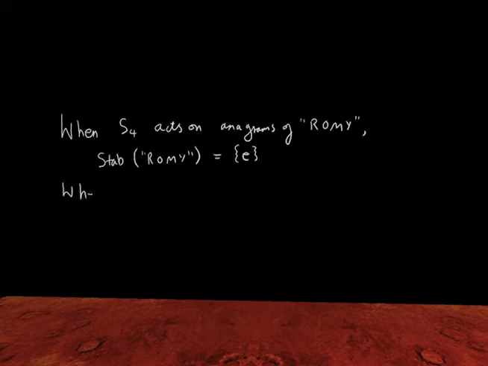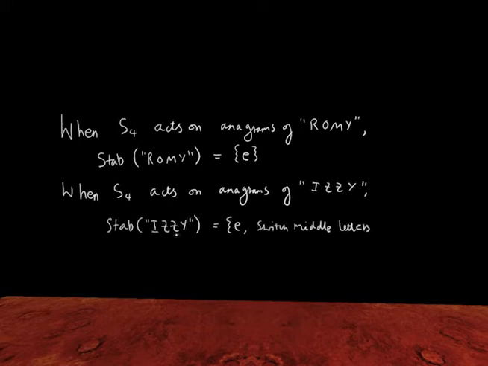In the anagram example, the stabilizer of Romy would just be the do-nothing element, but the stabilizer of Izzy would contain both E and the move of swapping the middle letters, because swapping the two Z's around doesn't change the word.